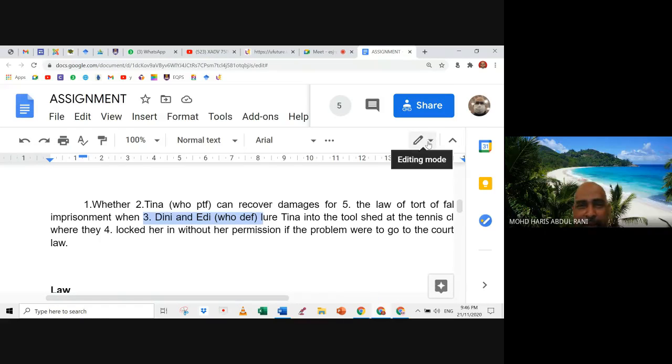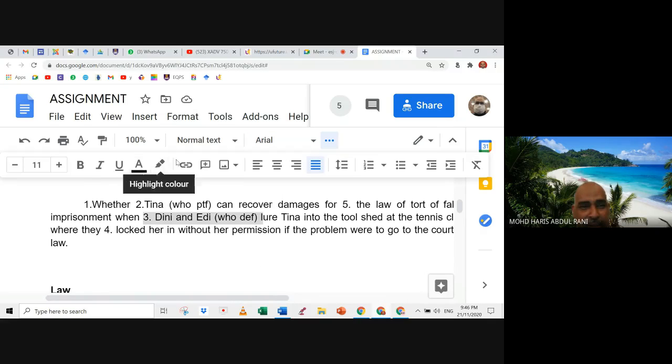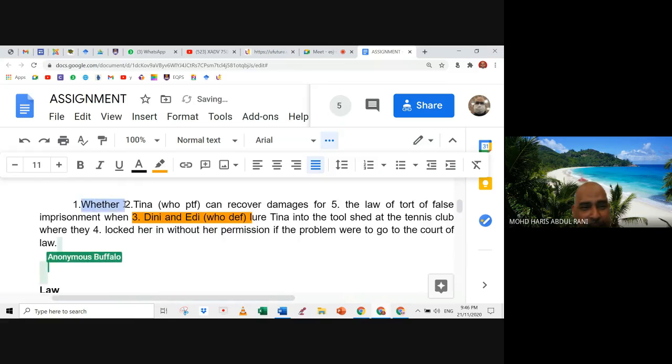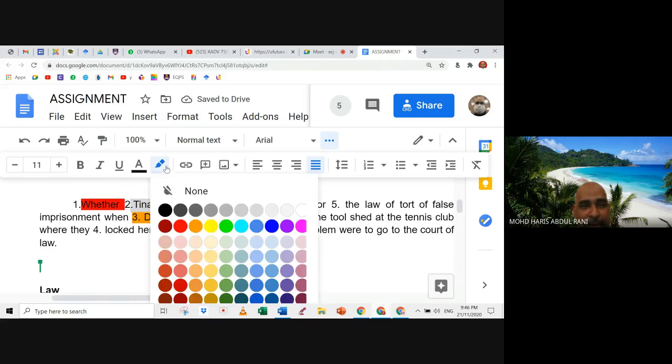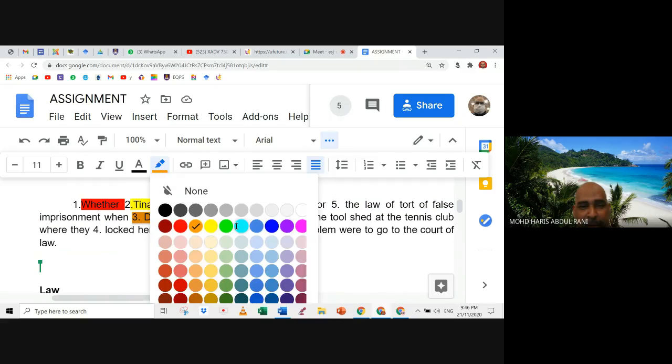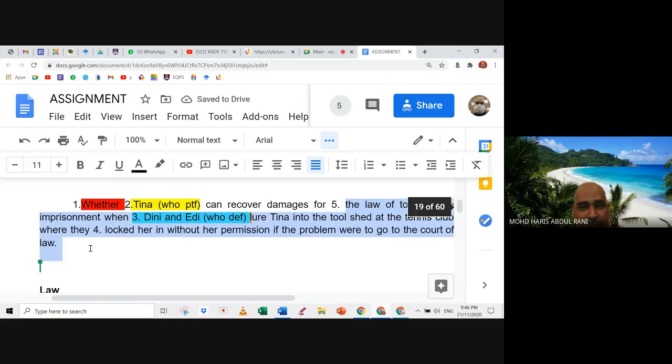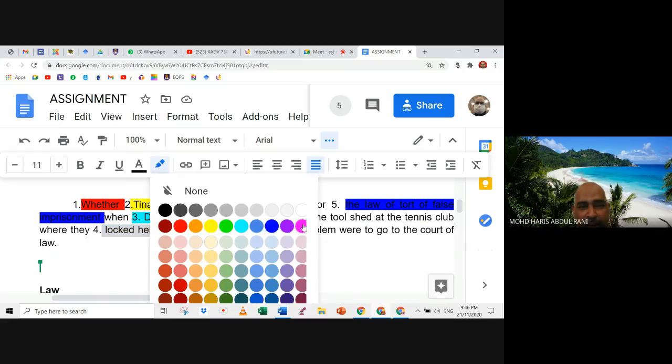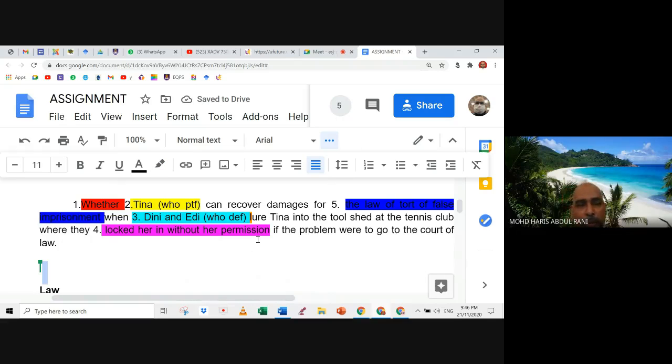Okay. Mana dia tools ni? Okay, kejap. Bagi color lah, senang. Color dia lain-lain. Okay. Whether Tina, you all ni lah rasa okay kot. So macam ni, Dini, biru, the law of false imprisonment. Okay. Right, lock her in without her permission. So di sini you boleh nampak how you, macam Zul kata tadi lah, how you draft that particular question is up to you. Tetapi it must be starting with whether. Okay.